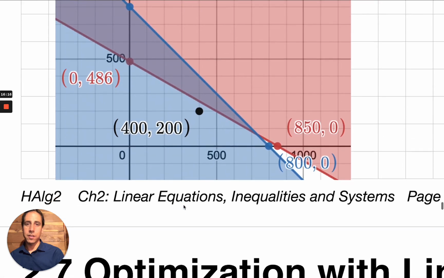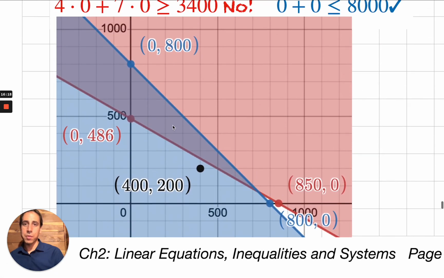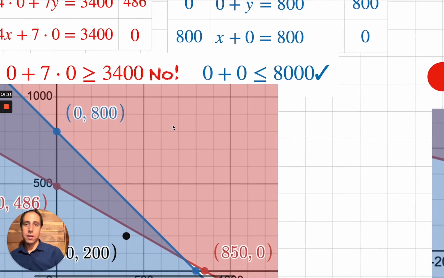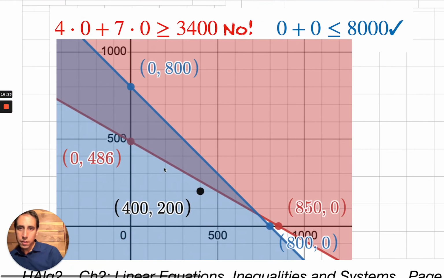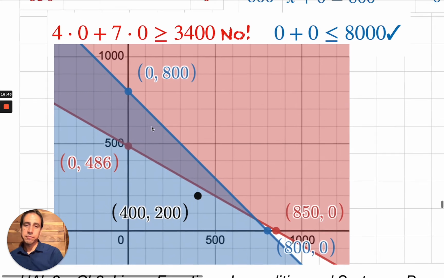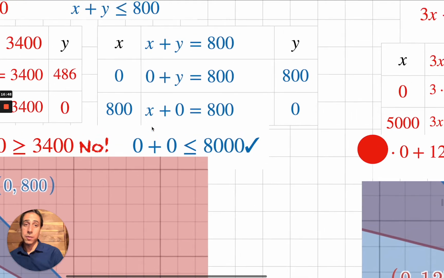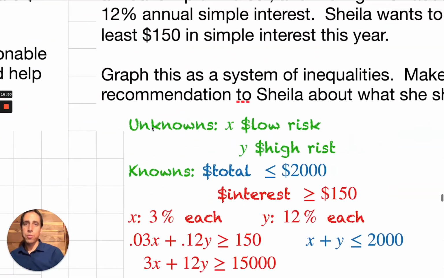(400, 200) does not work because it's not in both. So let's see. We could sell 500 of the... this is a point right here. 500 y and 100 x would work. 500 y and 200 x would also work. Even 500 y and 300 x would work. So any of these points right here would be solutions to the system of inequalities. Whew, what a process.